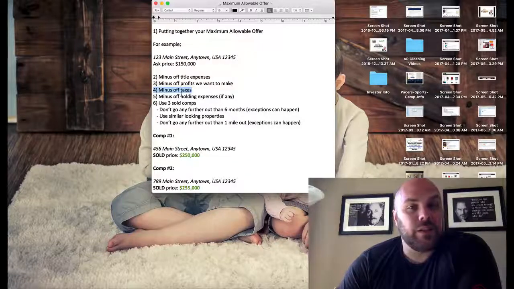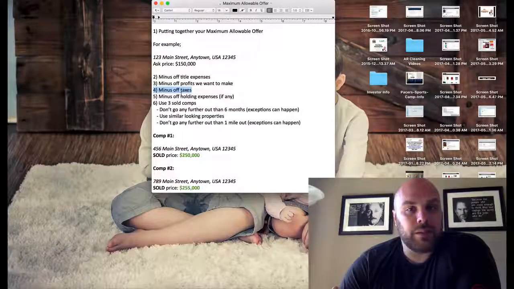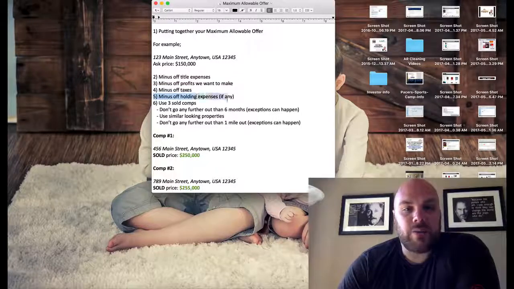That's how it is, at least I know a lot in the Midwest, it's typically spring and fall. And then we have minus off holding expenses.